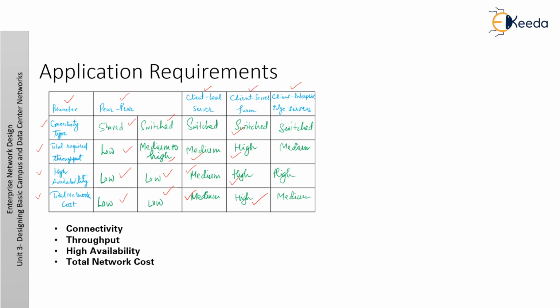To overcome this problem, actually we have tried to overcome peer-to-peer and client local server problem in this client server farm and create the biggest server farm. To overcome this problem, client enterprise edge servers are coming. So here connectivity type, again it is switched and total required throughput thereby medium and high availability is high. So due to this minimum or medium throughput, the network cost is also medium. Now let us discuss each parameters like connectivity, throughput, high availability and total network cost one by one.